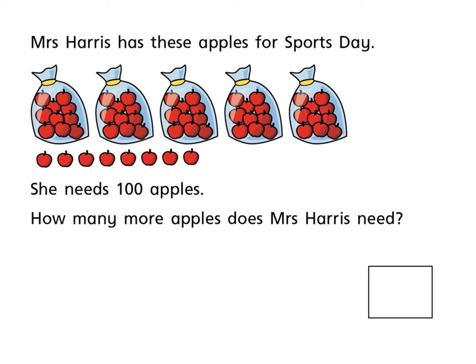So find 58 on your number square. Right, how many 1s do we need to get to 60? Yeah, we need 2. And how many 10s do you need to get to 100? 4 lots of 10. So 4 lots of 10 is 40, isn't it? And 40 and 2 makes the number. Well done if you said 42.